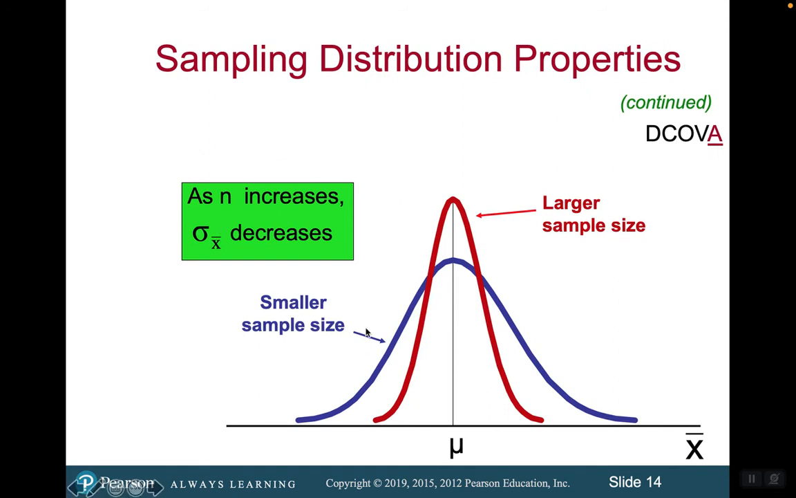One of the behaviors we'll see when working with normal distributions is that as we increase the sample size, our standard deviation will decrease. So we'll get smaller. If we have a smaller sample size, we'll get more spread out. Whereas if it's a larger sample size, you'll have more of a peak. Same mean, but a different shape of our curve.